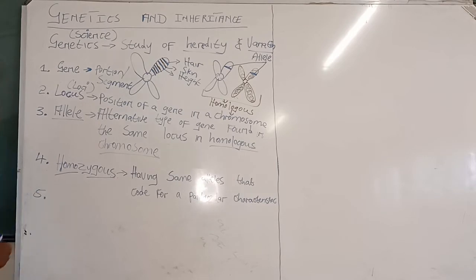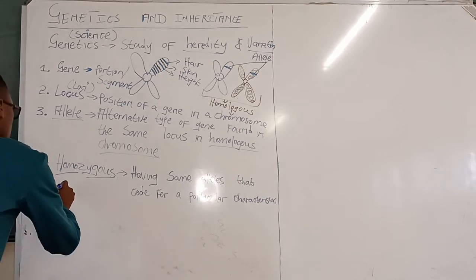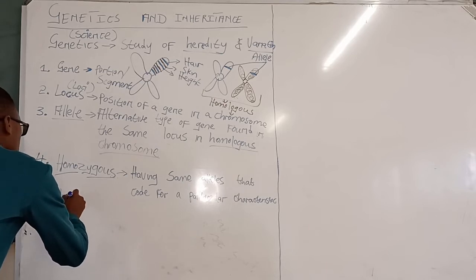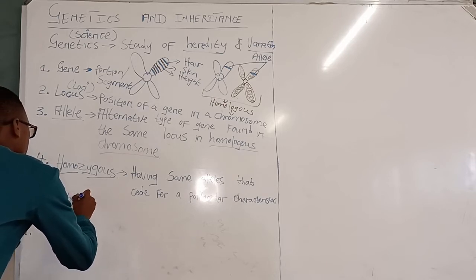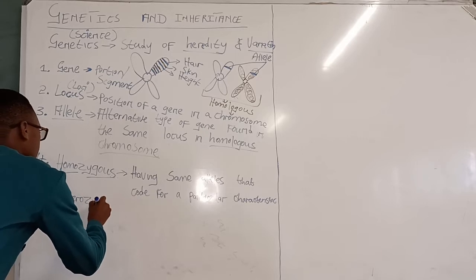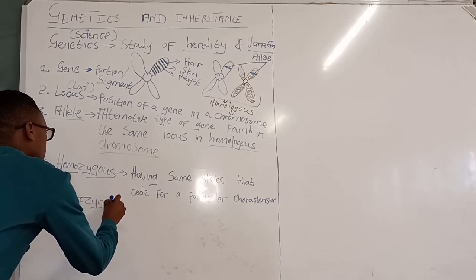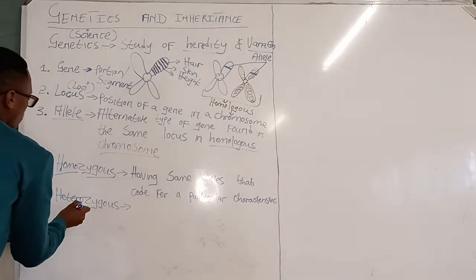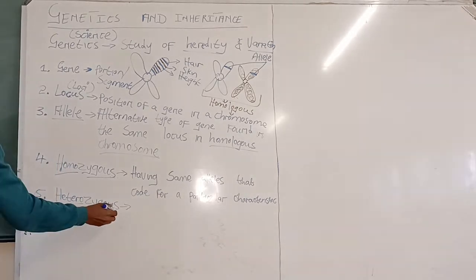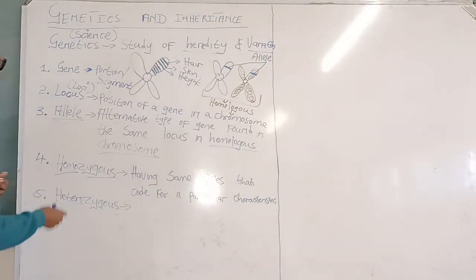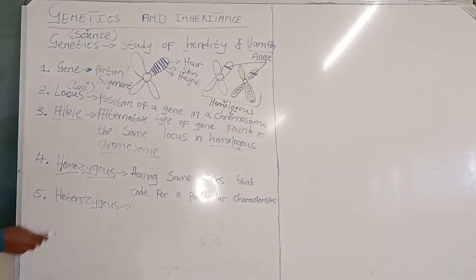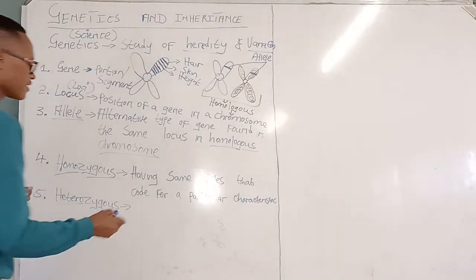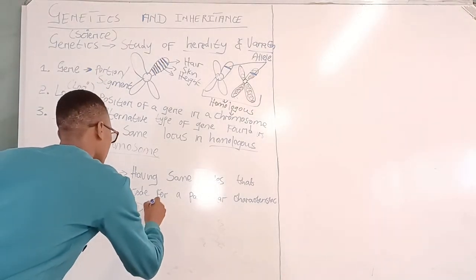And then moving forward, now we have to talk about heterozygous. Hetero means different, and zygous, zygote. It is the opposite of homozygous. So heterozygous is having different alleles.